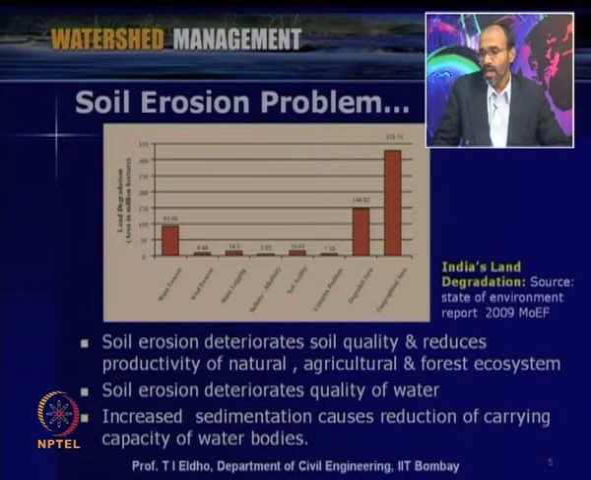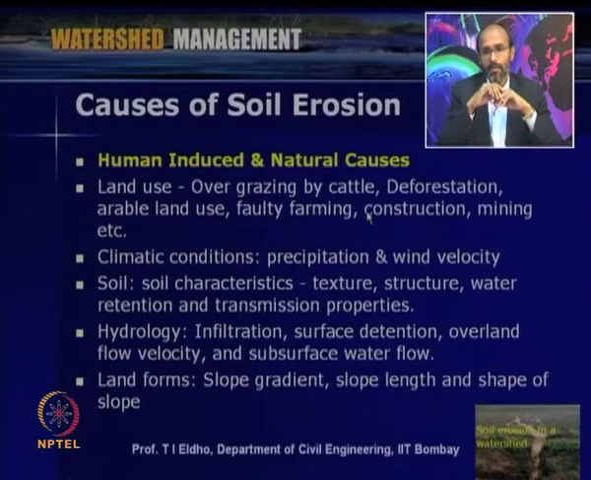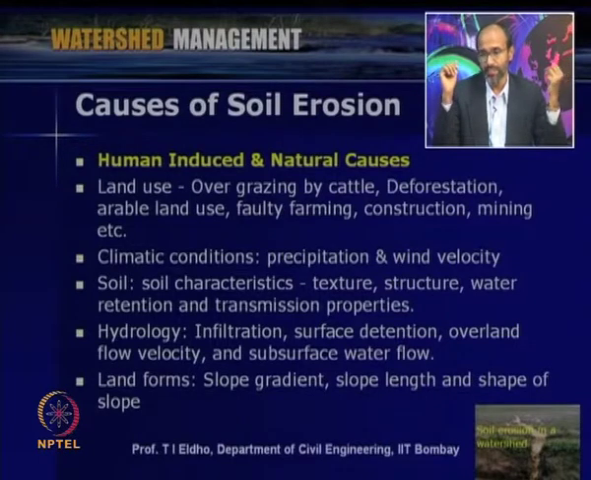Soil erosion deteriorates the soil quality and reduces the productivity of natural, agricultural and forest ecosystems. These are the major concerns, and soil erosion deteriorates the quality of water also. We have seen the sediments carrying pollutants, which also deteriorate the water quality. Then it increases sedimentation, which reduces the carrying capacity of water bodies like reservoirs, lakes and rivers. Now, with this background, let us look into the various causes of soil erosion.